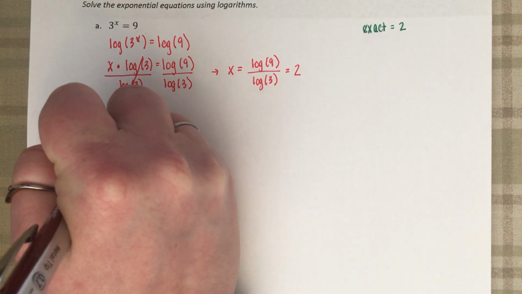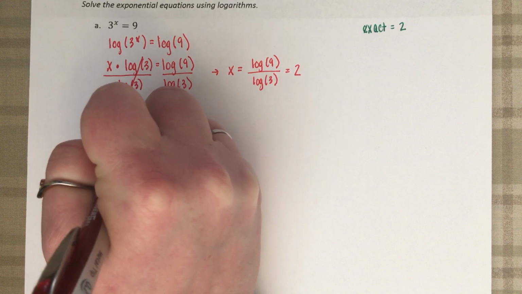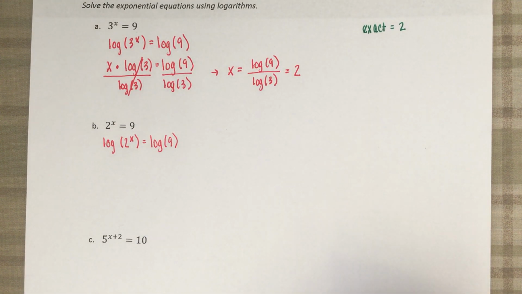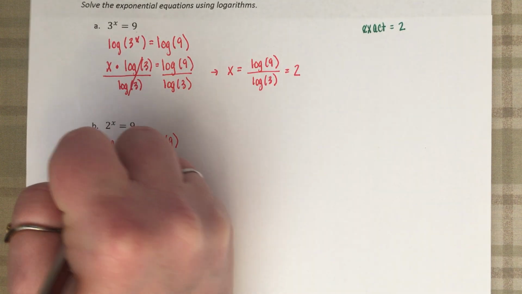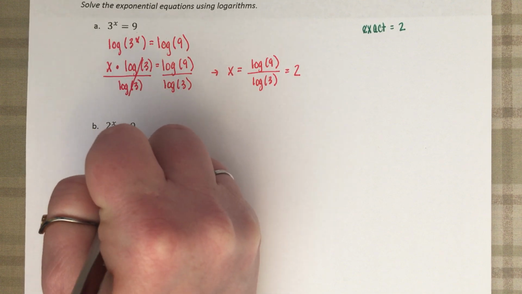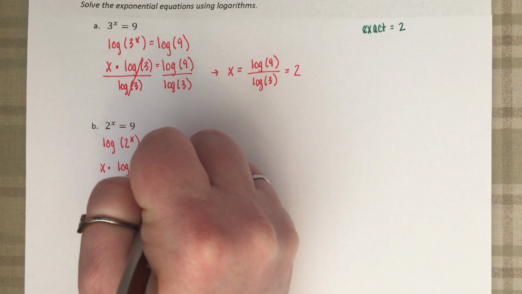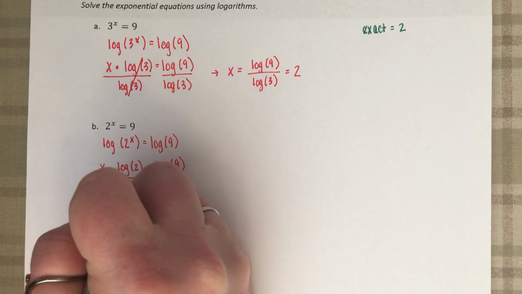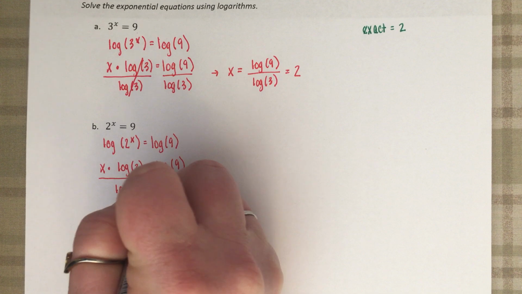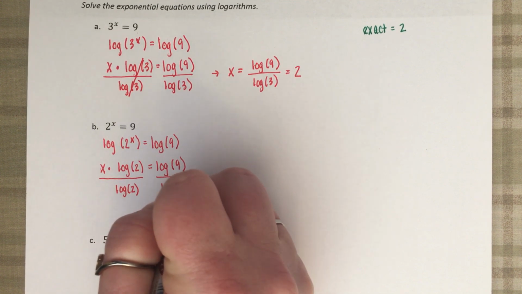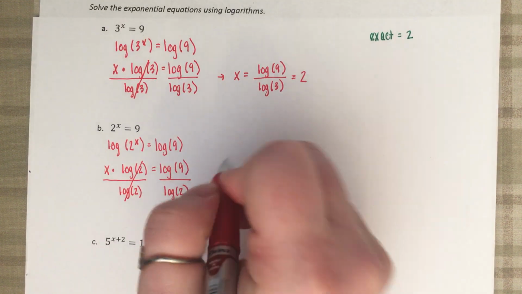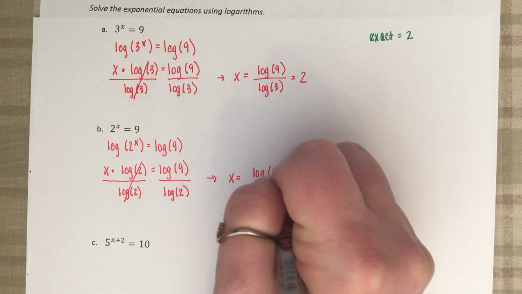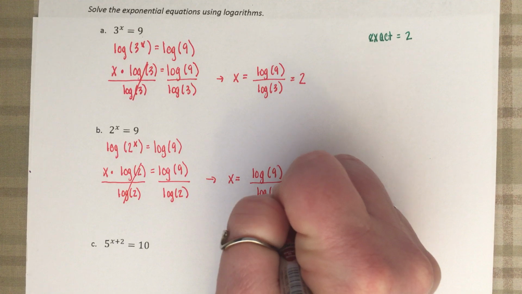So we're going to start this the same way. We're going to take our log of each side. So our log of 2 to the x is equal to our log of 9. Then we're going to use our other property, and we're going to bring our exponent down out front. Then just like we did in the previous example, we're going to divide both sides by our log that's next to our x, so that cancels. And we are left with x equals the log of 9 divided by the log of 2.